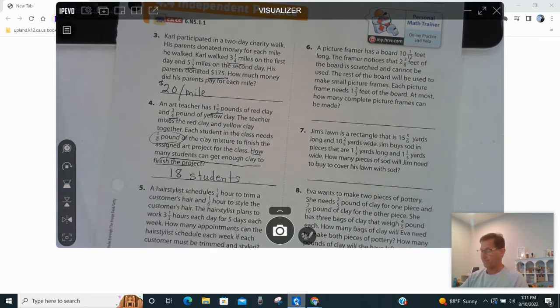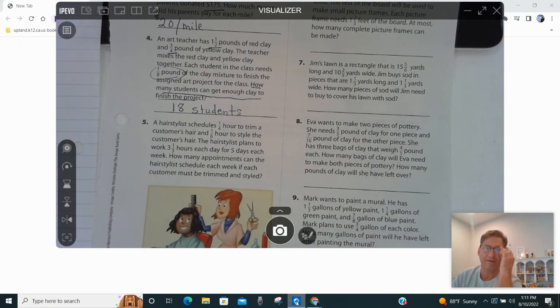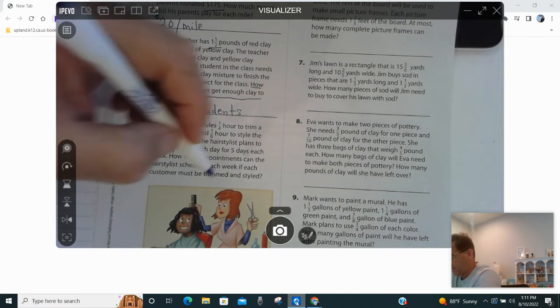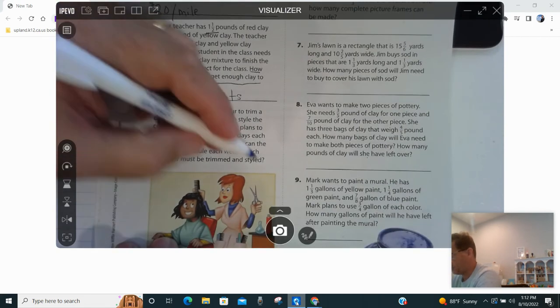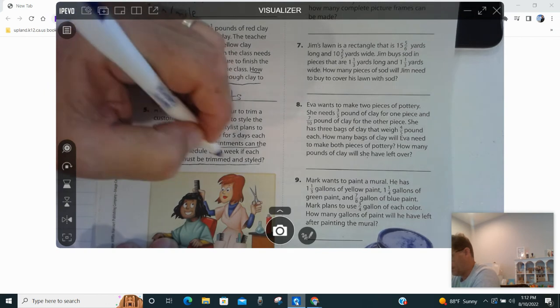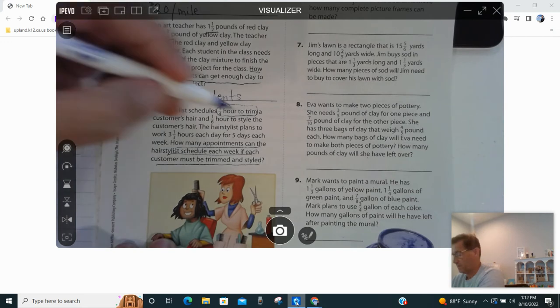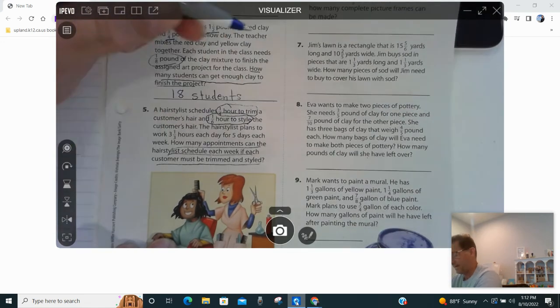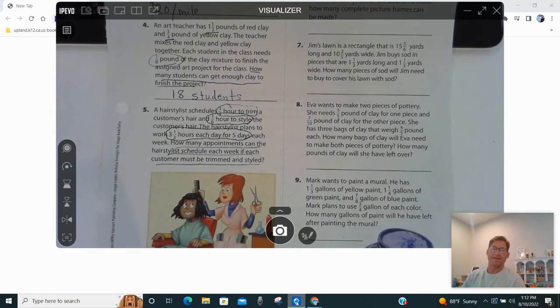Okay, number 5. A hairstylist schedules 1/4 hour to trim a customer's hair and 1/6 hour to style the customer's hair. The hairstylist plans to work 3 1/3 hours each day for 5 days each week. How many appointments can the hairstylist schedule each week if a customer must be trimmed and styled? All right, so we know it's 1/4 hour to trim. We know it's 1/6 hour to style, and she's going to work 3 1/3 hours for 5 days each day.